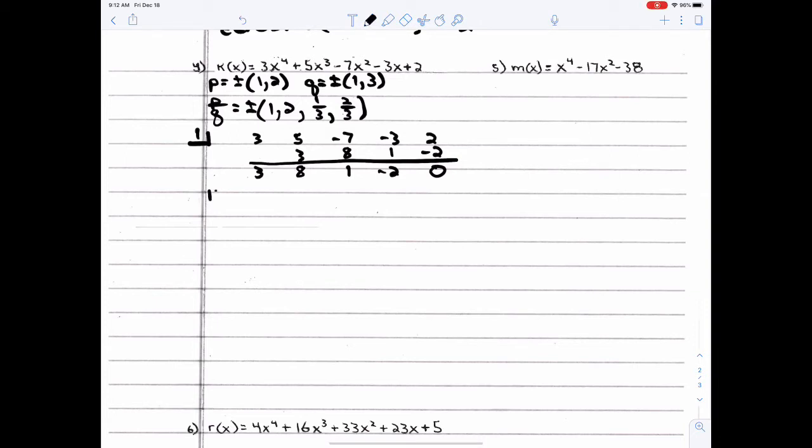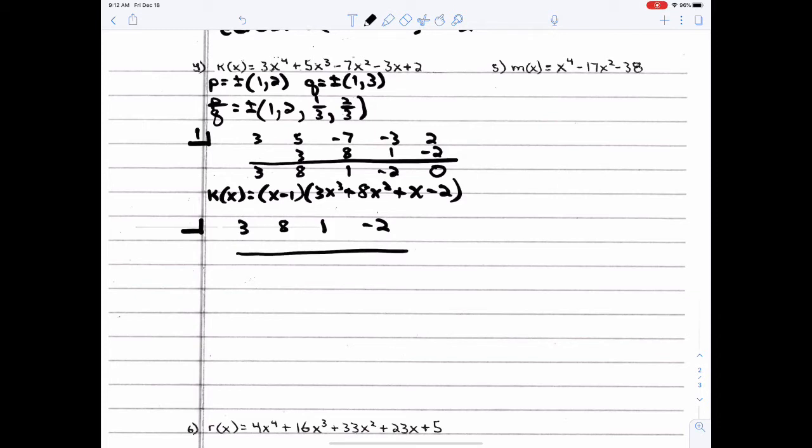Okay, so we have k of x equals the divisor, which is x minus 1, times the quotient, which is 3x cubed plus 8x squared plus x minus 2. And I'd look to factor that by inspection, but it's not going to work, so we'll try dividing. Okay. Now, let's try 1 again, because maybe 1's a double root. So we have 3, 3. No such luck on this one. Okay, so let's get rid of that.